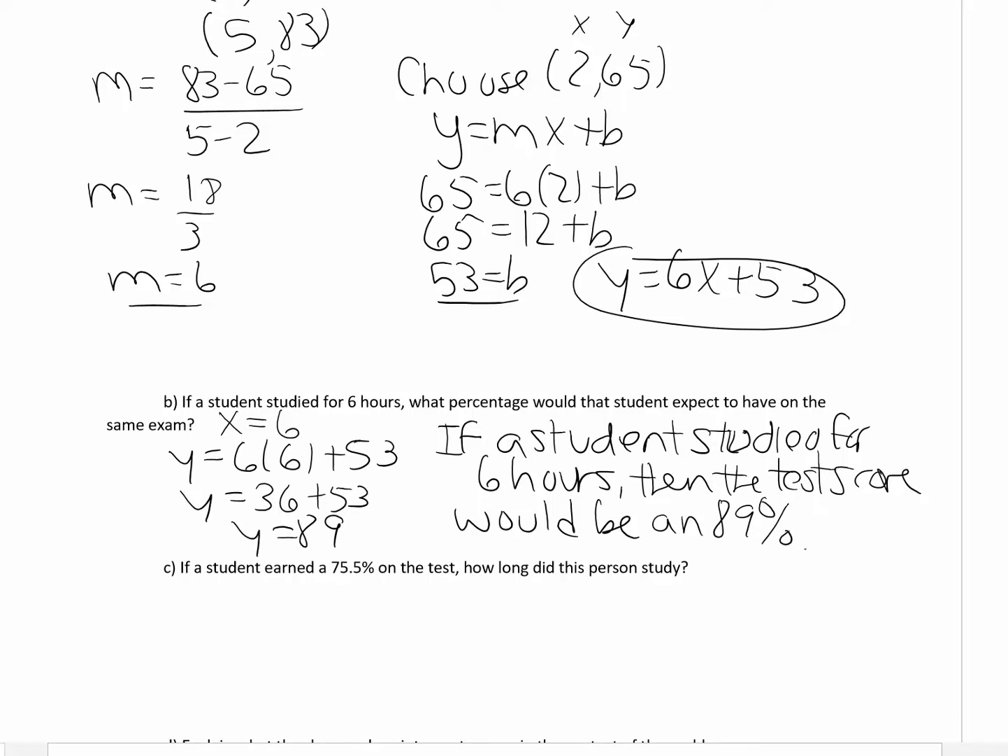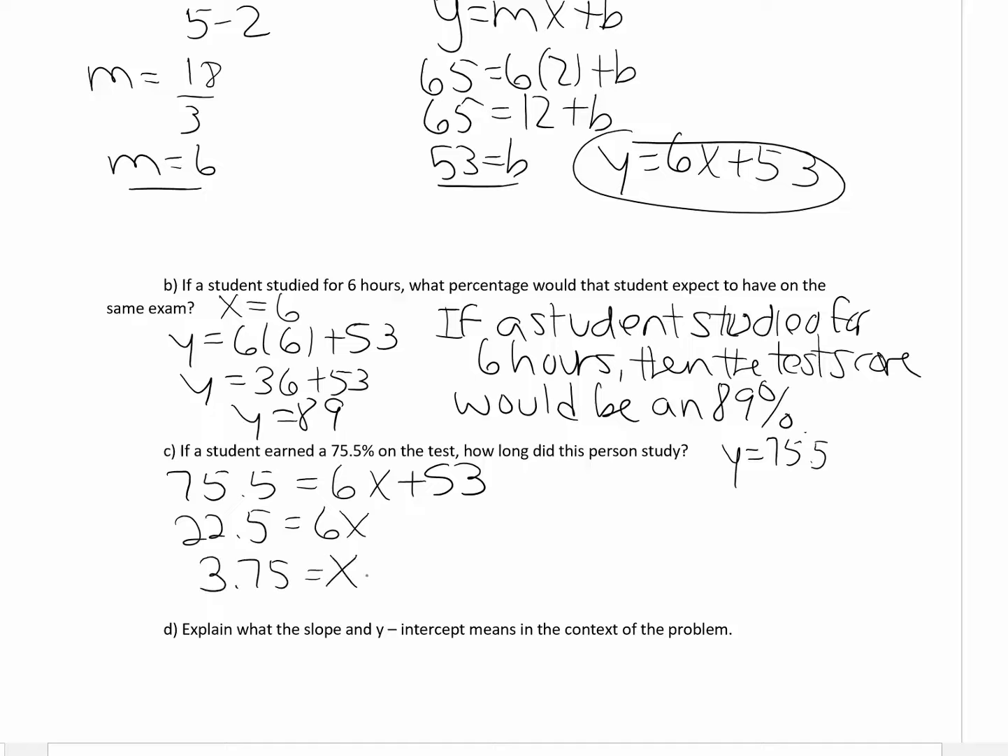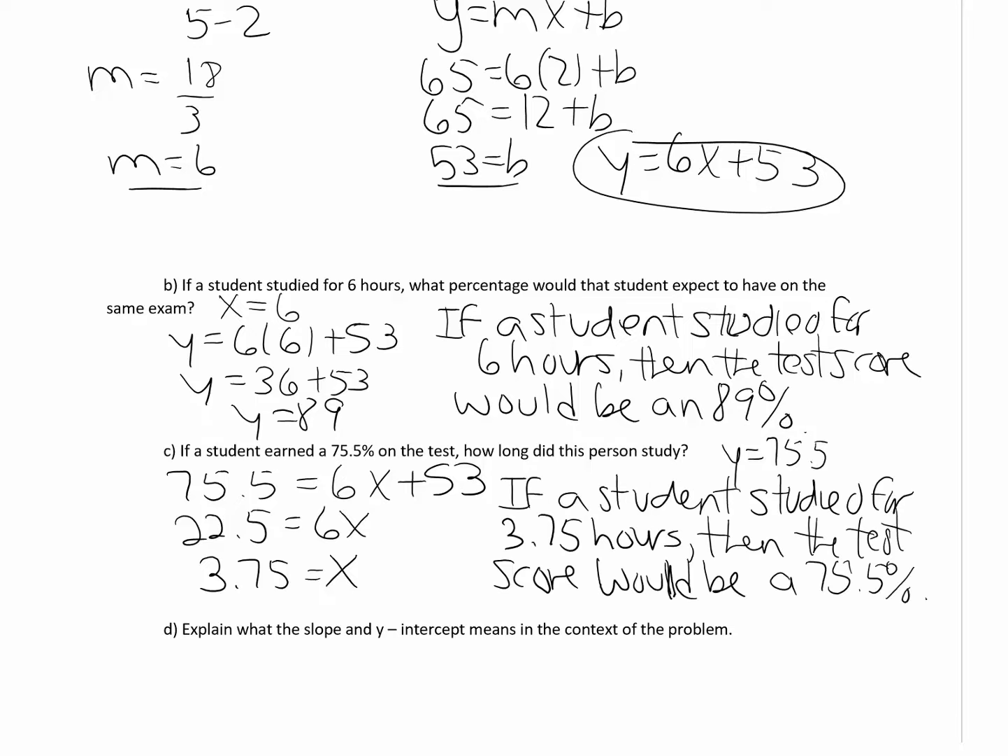Okay, let's do part C then. Because this is talking about a percentage, I know I'm going to put that in for y. So solve this equation for x. Okay, so it looks like if a student studied for 3 3/4 hours, that student would expect to earn a 75.5% on the exam. So let's write a sentence out to explain that.